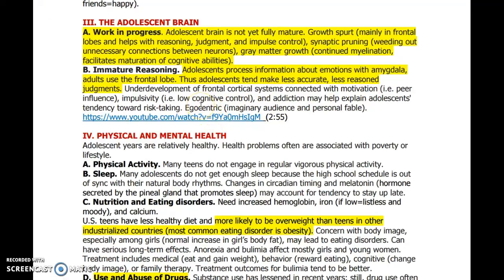Another type of egocentrism that occurs during the teen years is the personal fable. It's this personal story of teens thinking that they are invincible, that they are not going to get an STD, they're not going to get in a car accident and such, and that can lead to risky behavior. So read through this and watch this video.